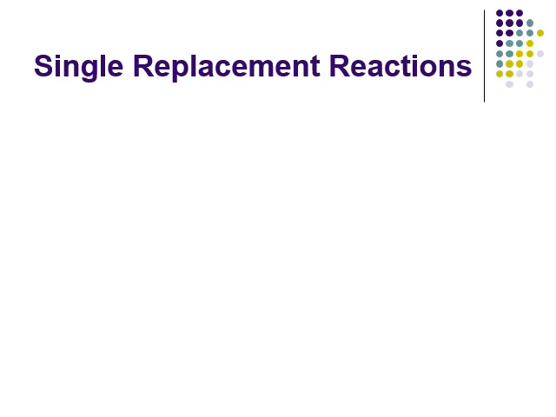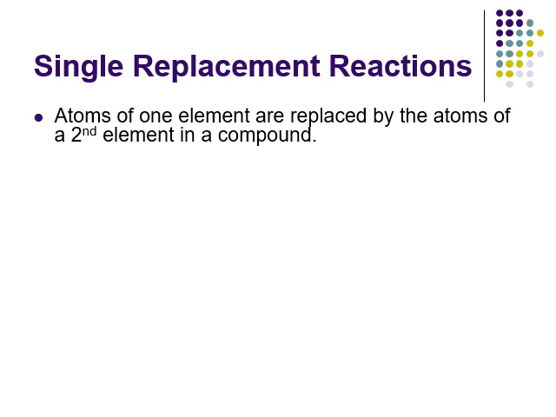Single replacement reactions are where things start to get a little bit harder. What we're going to see happening here is we're going to have an element and a compound as our reactants. And the element that's by itself is going to try to replace one of the elements in the compound.